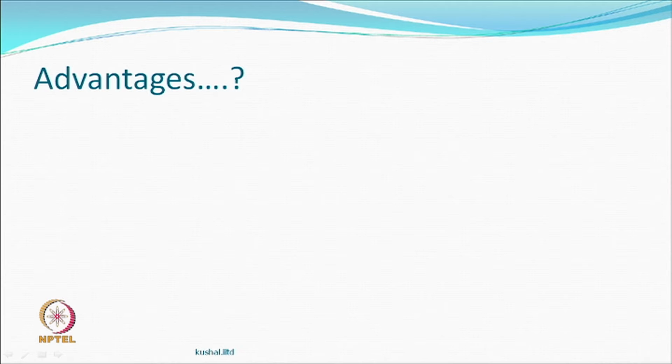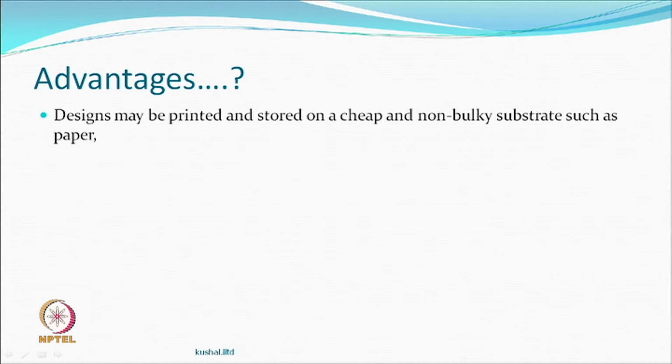So, some common sense advantages that we can talk about. Designs may be printed and stored on a cheap and non-bulky substrate. The bulk of a paper is very less, the thickness of a paper is very small. You can make a roll and you keep it. And so, storage could be cheap. Otherwise, we had to store all kinds of rollers, screens, and then bring them out whenever you have to. So, that is one advantage, a common sense advantage.